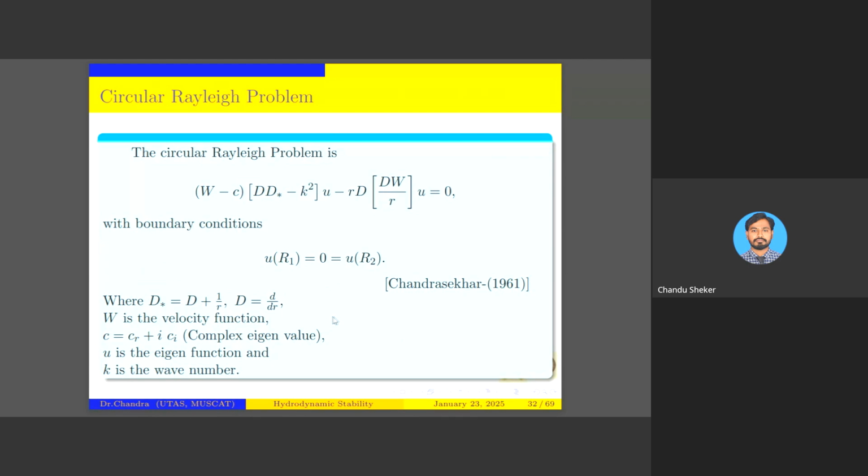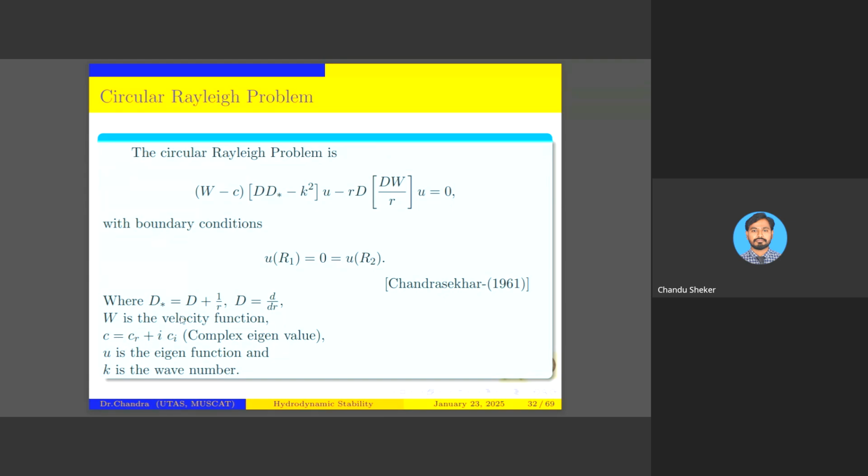Yeah, this is derived by Sir Chandrasekhar in 1961. And here, what are the terms involved? Let me explain all these terms. D star is nothing but D plus 1 by r, where D is d by dr. And C is the complex eigenvalue, which involves CR plus i CI. These CR and CI are the real and imaginary parts of the complex eigenvalue C.